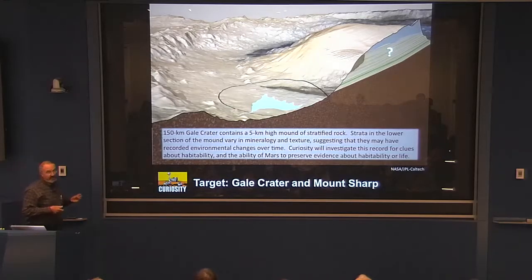So it's 150 kilometers in diameter, and this mountain in the middle is 5 kilometers high. It's been studied very intensively using orbital spacecraft and telescopes and spectroscopy, so they know at least something about the rocks in the mound. And the other interesting aspect is this area coloured in blue here, which looks like a fan that has been deposited in rocks that were weathered out of the wall of the crater.